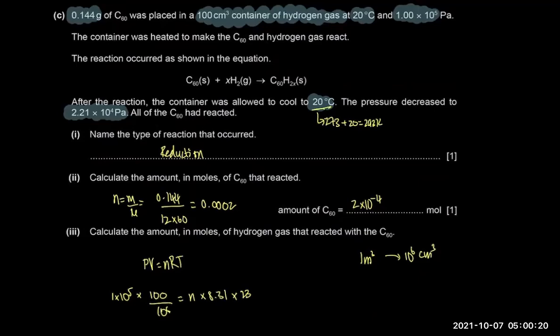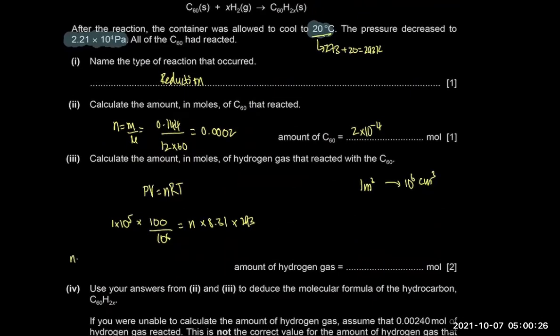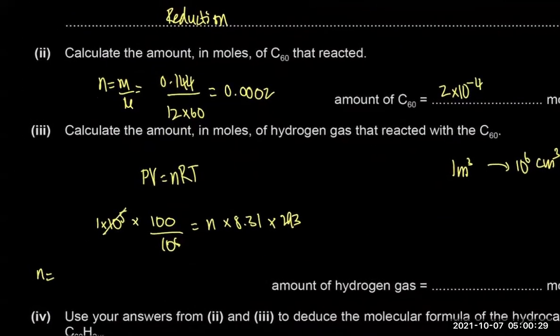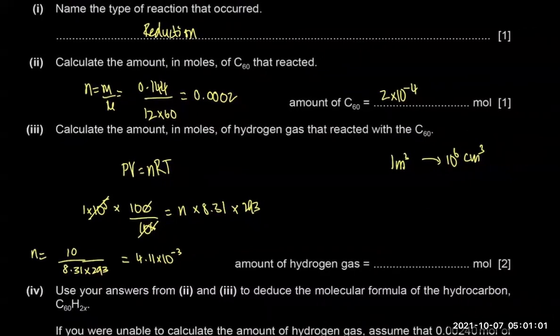So times 293. So then if we do the math, what do we get for number of moles? We get 10 over 8.31 times 293, which is 4.11 times 10 to the power of minus 3. Okay. So we have 4.11 times 10 to the power of minus 3. All right. So this is the amount of hydrogen gas I had initially.